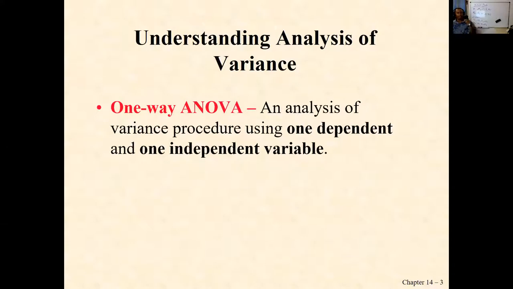So we're going to talk about one-way ANOVA today, because this textbook talks about one-way ANOVA. There's actually two-way ANOVA as well, but this textbook doesn't talk about it, so we're not going to discuss it, and you're not going to be tested on that. Just be aware that if you take more advanced stats classes in the future, you may see two-way ANOVA. So one-way ANOVA is analysis of variance procedure using one independent and one dependent variable.